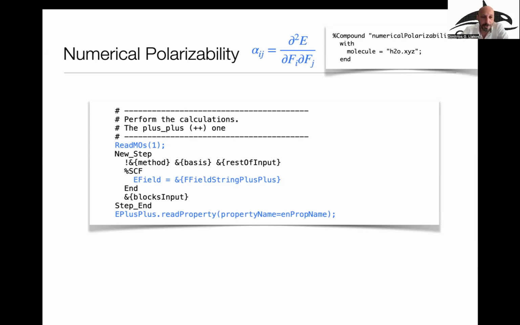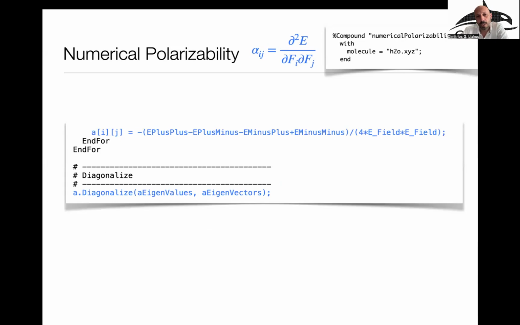Now, we can see here that we also read the molecular orbitals from the first step, but this is just for fun. We need it for the symmetry, but I just wanted to point out that we can read the molecular orbitals from a custom step. The important thing here is that inside the loop, we calculate the energy of the step.